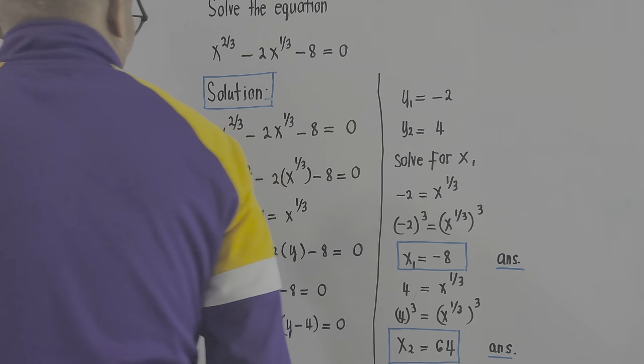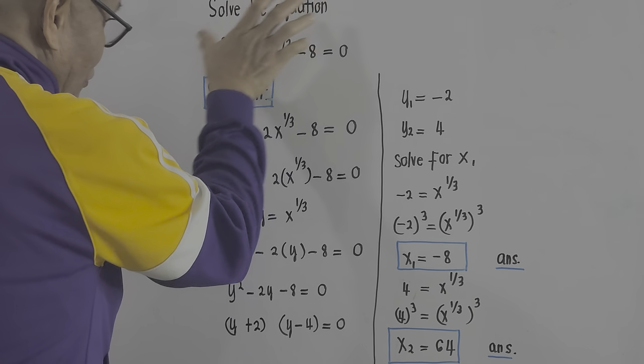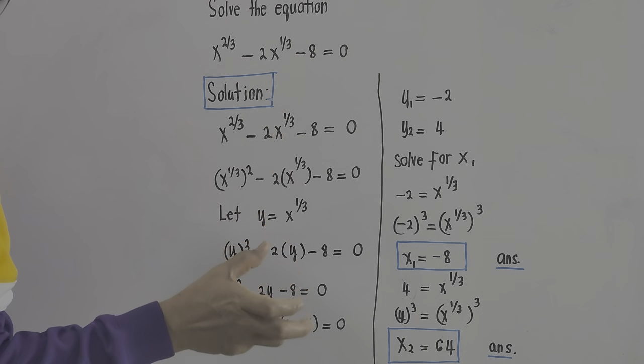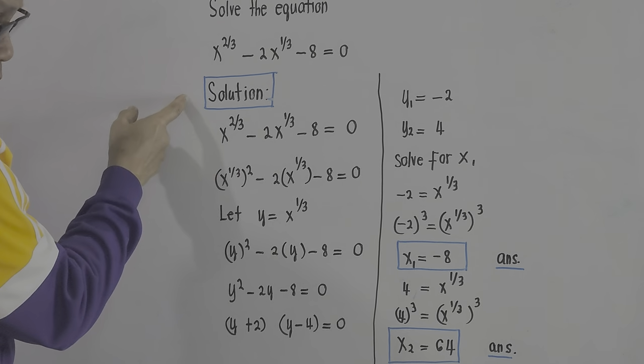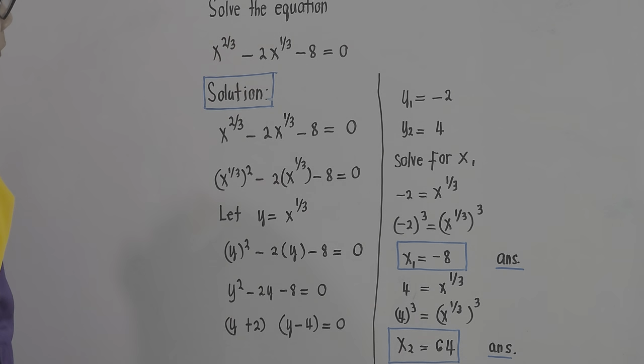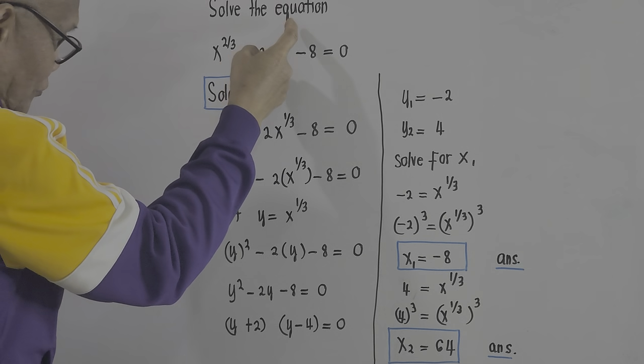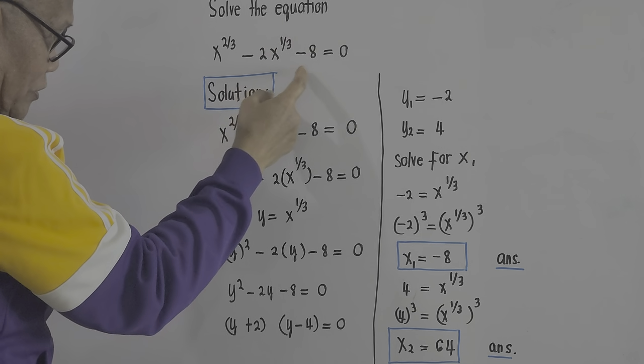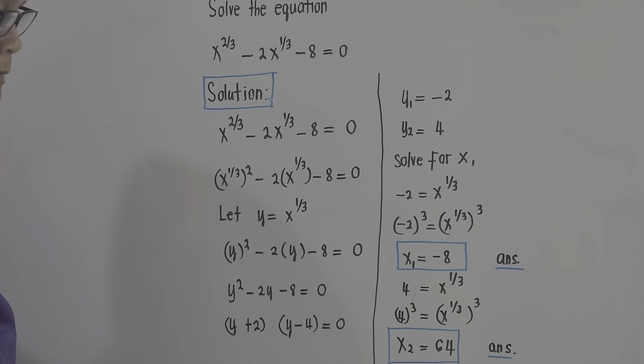I'll be having a problem here. Problem, solve the equation. The given equation is x raised to the 2/3 minus 2x raised to 1/3 minus 8 is equal to 0. For the meantime, if we try to solve this one by using the quadratic equation, we could not do it. So we must do something for it to be reducible to a quadratic equation.